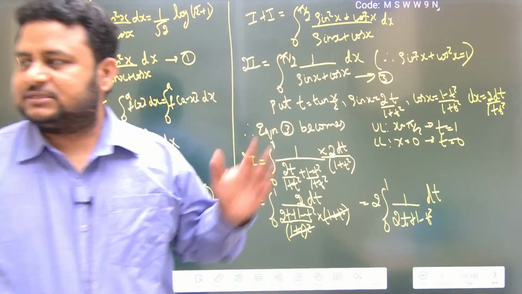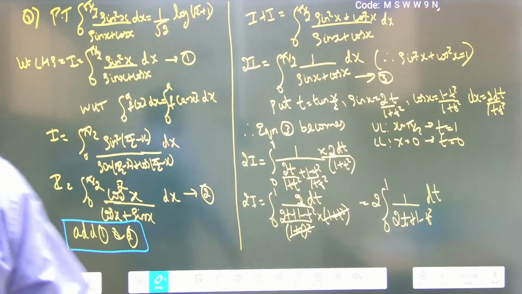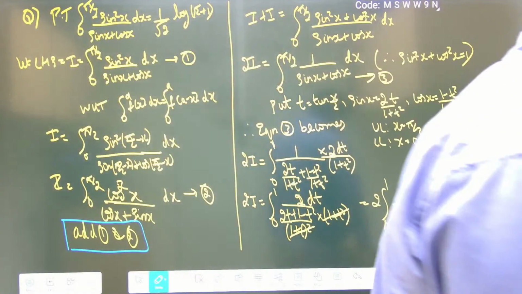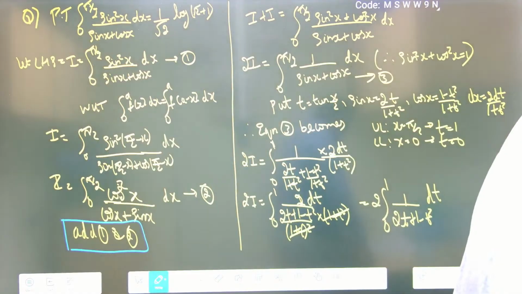Clear friends? Got it? Let us move to the next question. This was a fairly simple question because it is similar to the previous question. Let us move to the next question, that is integral 0 to pi x by 1 plus sin x dx.